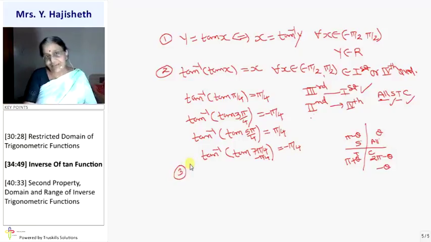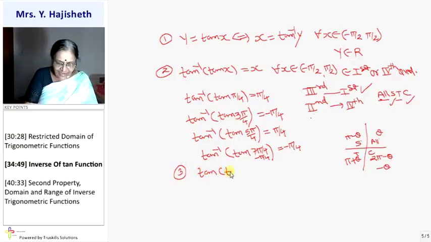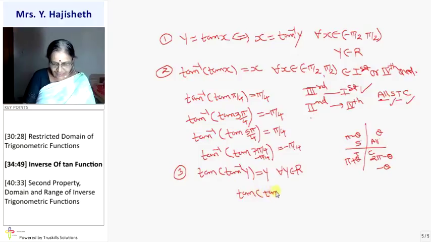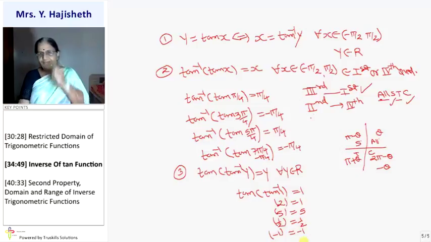And third property is very simple. Tan of tan inverse y is y for all y belongs to R. Here no restriction. You can take any number, answer is possible. Tan inverse 1 is 1, 2 is 2, 5 is 5, 1 half is 1 half, minus 1 is minus 1. You take any number, answer is possible because my range of tan is R. So domain of tan inverse is R. So tan inverse ke baji mein I can operate any number from R. My answer exists.